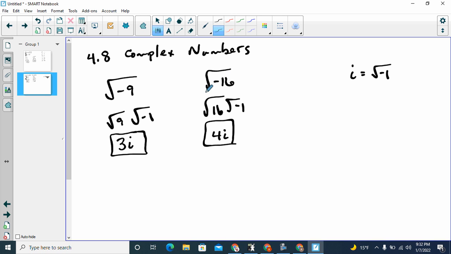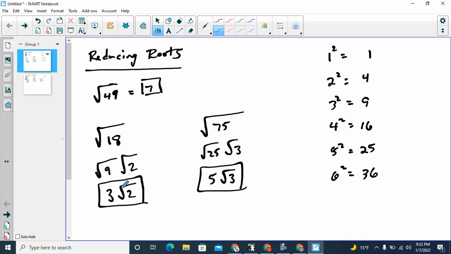We can do one that doesn't come out even as well. Let's do the square root of negative 24. So the square root of negative 24. The first thing I'm going to do is do 24 times negative 1, like we did here. The problem is the square root of 24 doesn't come out even, so I need to simplify it the same way I simplified these.